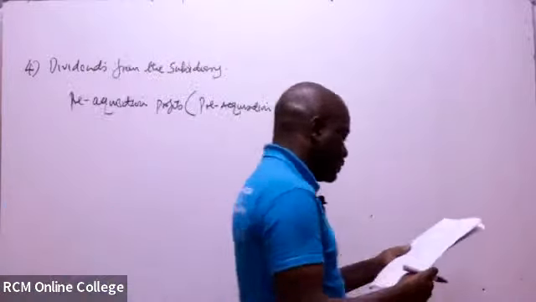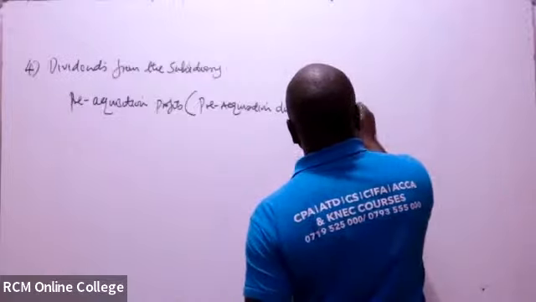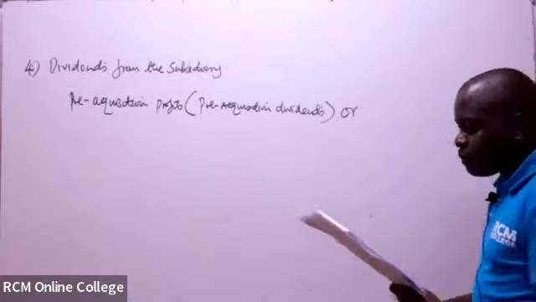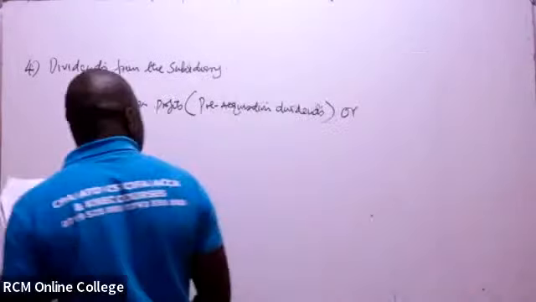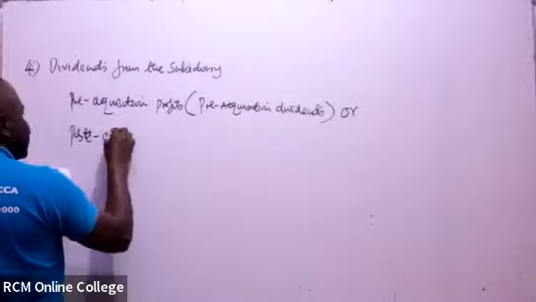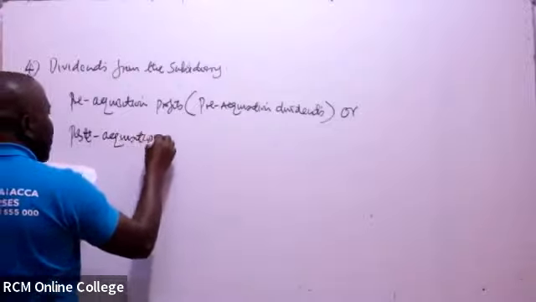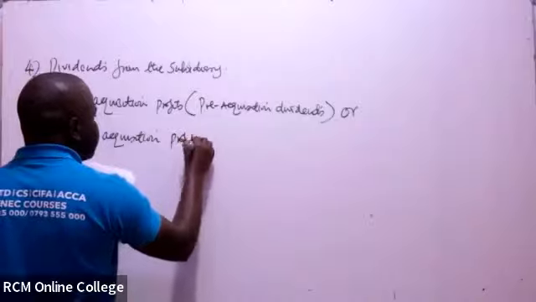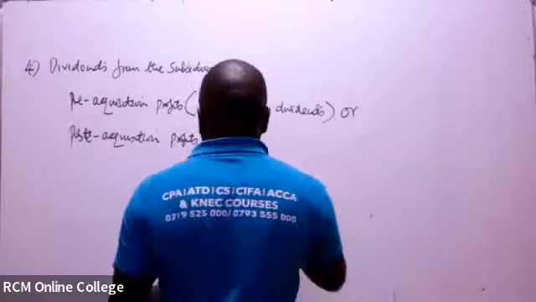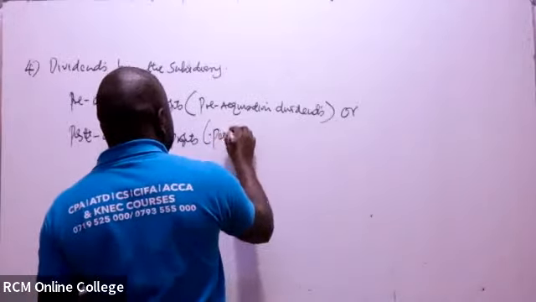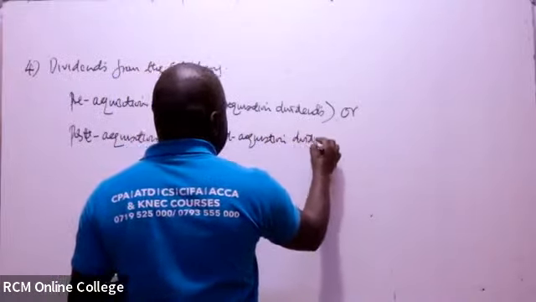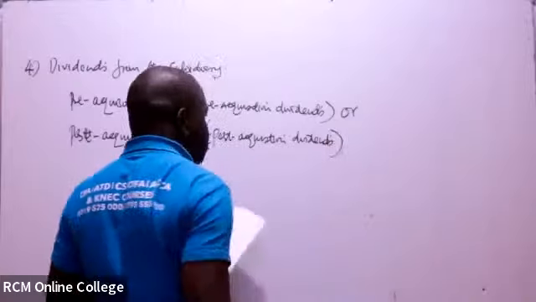So pre-acquisition dividends, or it can be paid out of post-acquisition profits. This is after acquisition. Post-acquisition profits, you put in bracket. This one we call post-acquisition dividends.